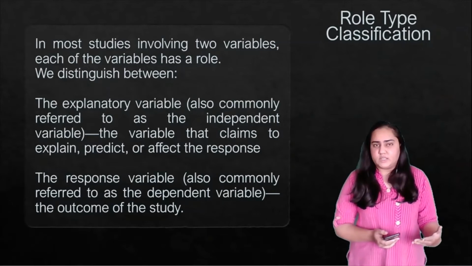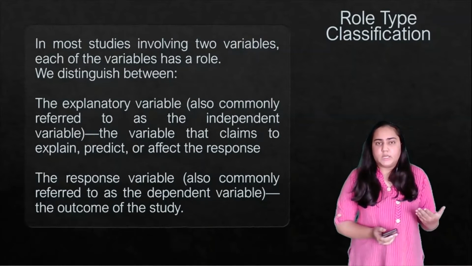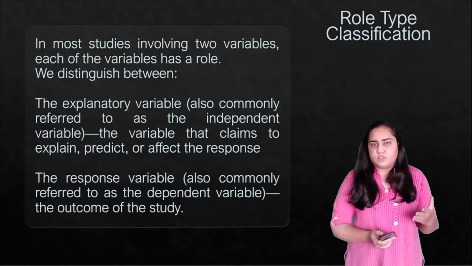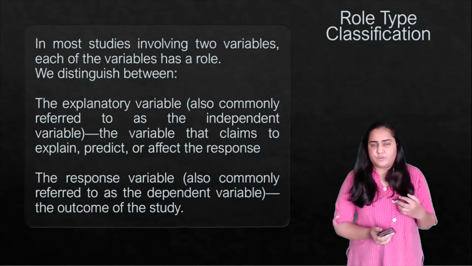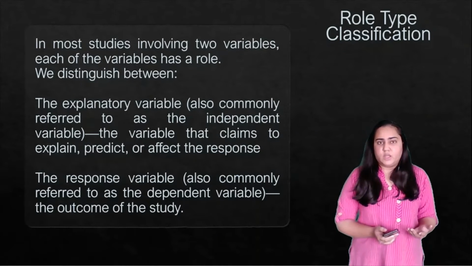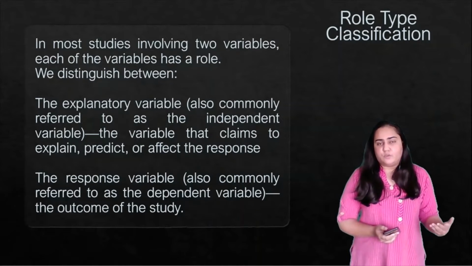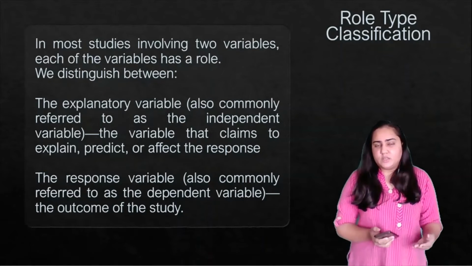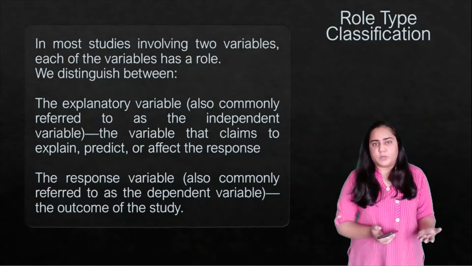Now, in most studies involving two variables, each of the variables has a role. Each variable is having some role. So if you have two variables like we saw in the questions before, then each variable has a different role to play in the analysis. And we distinguish these variables into two parts.